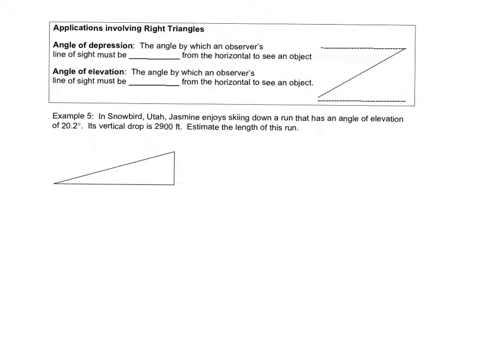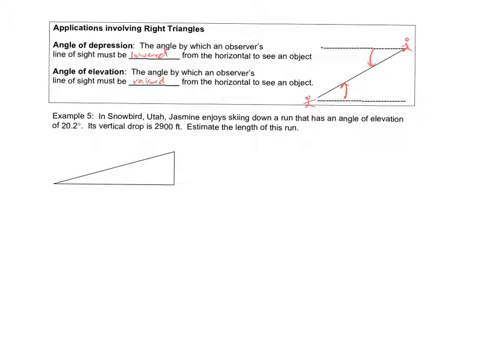We will sometimes use right triangles to solve for angle of depression and angle of elevation. So the angle of depression is the angle by which an observer's line of sight must be lowered in order to see an object. And the angle of elevation is the angle by which an observer's line of sight must be raised in order for the observer to see an object.